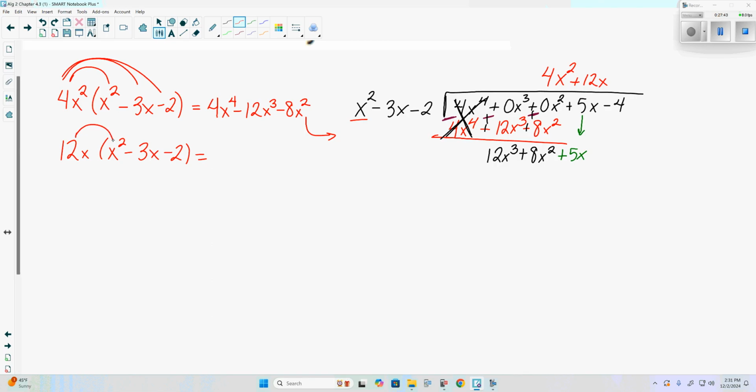Now our 12x times x squared, so we still have the 12, and x times x squared is going to be x cubed. 12x times negative 3x, 12 times negative 3 is going to be negative 36. X times x would be x squared. And lastly, 12x times negative 2 is going to be negative 24x. And again, just like before, we're going to take this expression and put it underneath: 12x cubed minus 36x squared minus 24x.